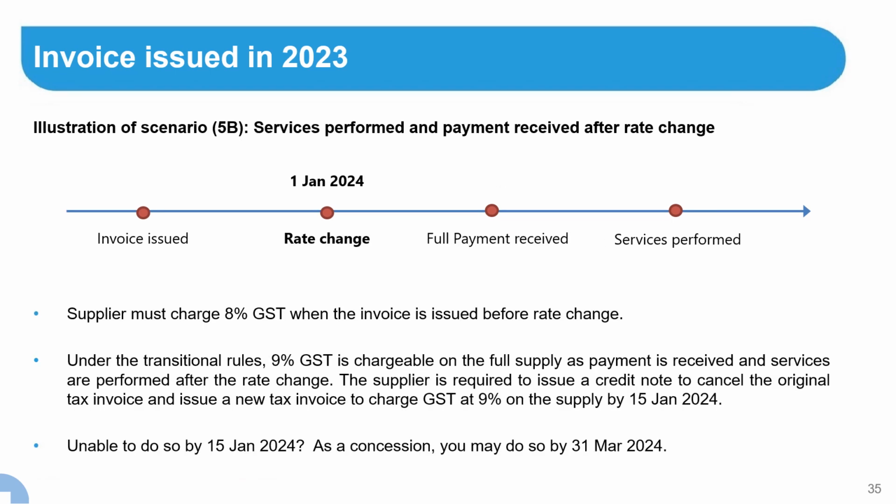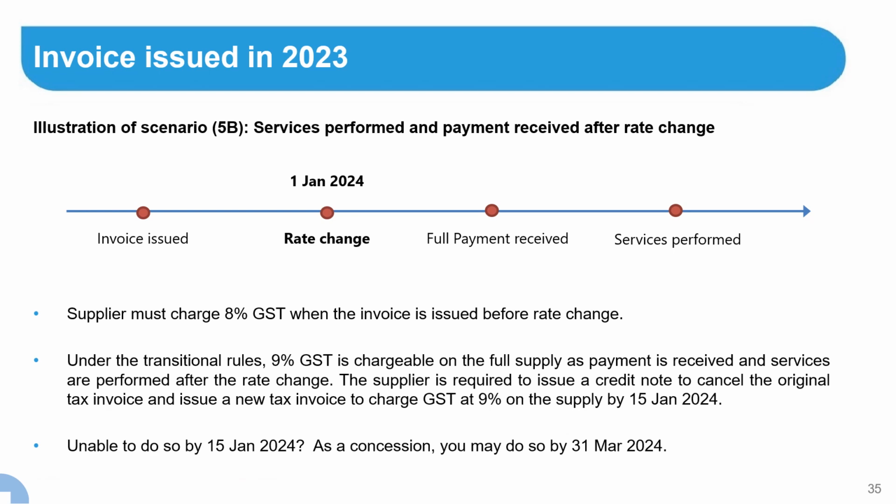Now for scenario 5B, this involves a transaction where the invoice is issued before the rate change, but the payment is received after the rate change date and services are performed after the receipt of payment. In this scenario, the supplier must charge 8% GST on the supply when he issued the invoice before the rate change date.